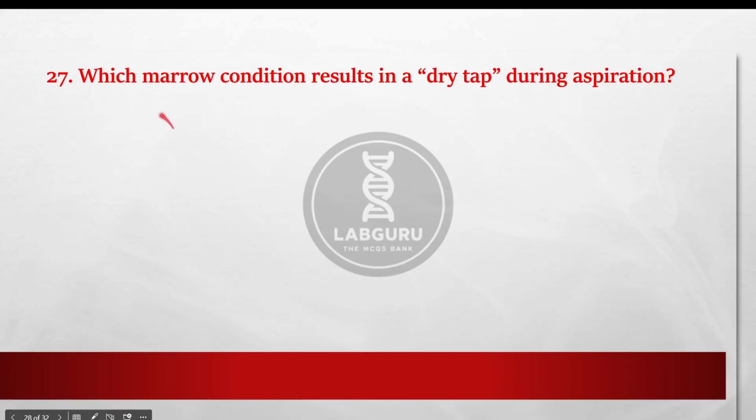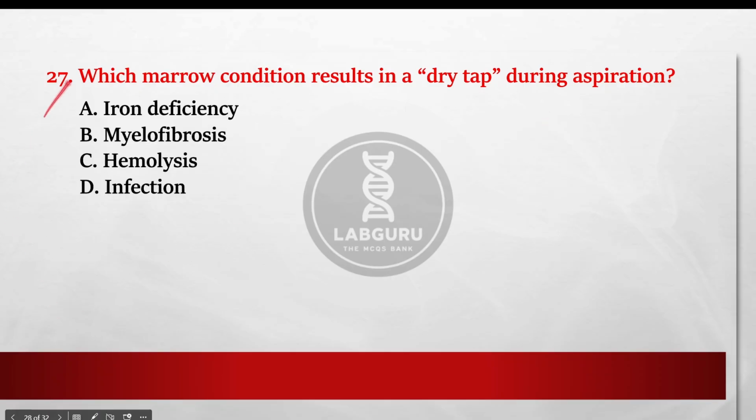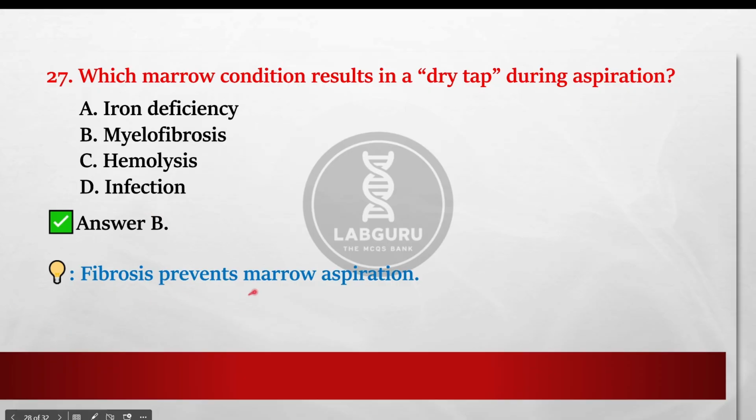Question number 27. Which marrow condition results in a dry tap during aspiration? During bone marrow aspiration, here the options are option A iron deficiency, option B myelofibrosis, option C hemolysis, and option D infection. So the right answer is option B, that is myelofibrosis. If there is a condition of myelofibrosis, it can result in a dry tap during the bone marrow aspiration. Fibrosis prevents marrow aspiration, so there will be a dry tap.